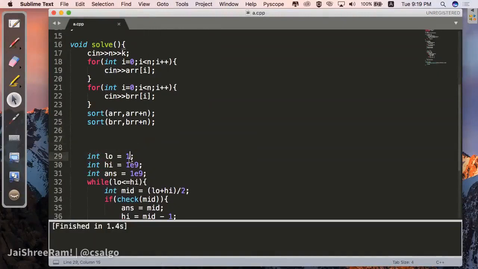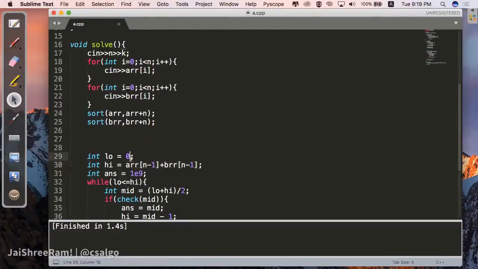So we will now need to search for the value. Let's just search from 0 to the maximum value that the sum can attain. That will be nothing but ARR of n-1 plus BRR of n-1, right? The largest of the two elements, whatever the sum is, that's the highest value it can take.